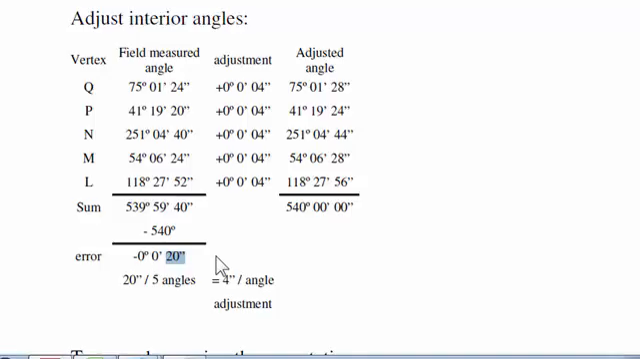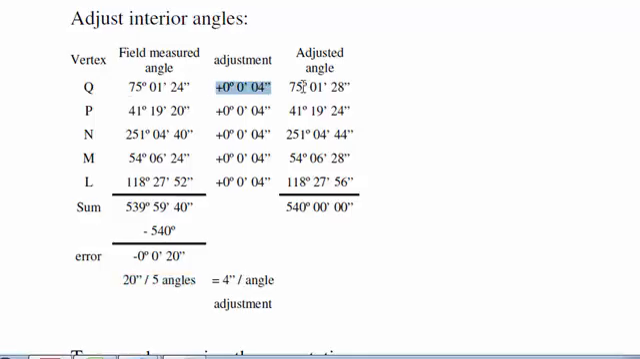A few of those errors may be negative, a few may be positive. They may have a net canceling effect, but the sum of all those errors, in this case, is a negative 0 degrees, 0 minutes, and 20 seconds. What I must do is adjust all my interior angles. I simply take my error, which is a negative 20 seconds, and I generate a positive correction. In this case, it's a positive 20 seconds divided by the 5 angles that I measured in the field, giving me a positive 4-second per angle adjustment.